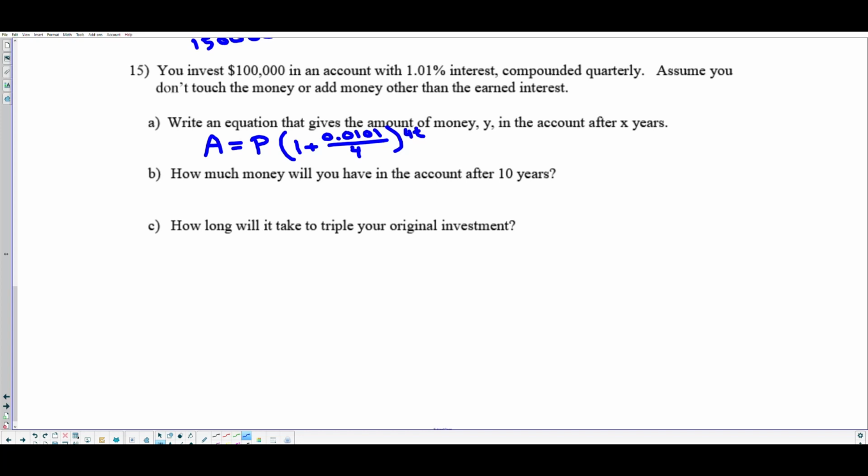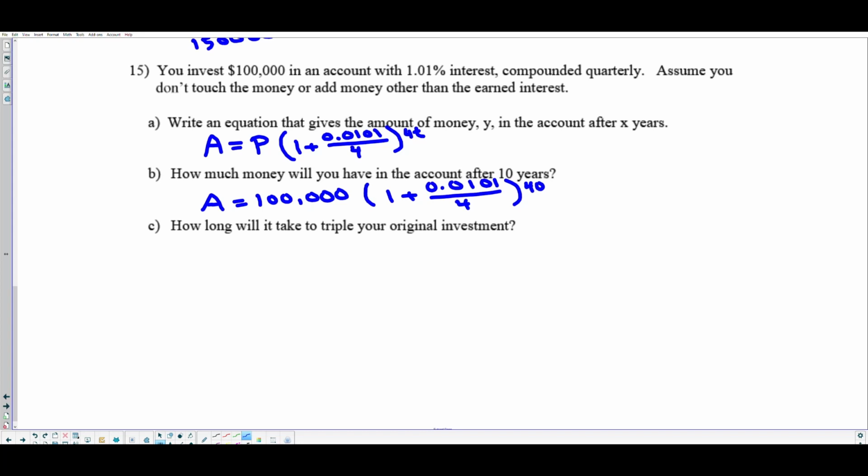So after 10 years, we're going to go ahead and do the same thing again, but it's going to be A equals 100,000 times 1 plus 0.0101, double check that, gotta be careful with that, divided by 4, and that'd be 4 times 10, or you can just write in 40 if you like. Makes it easier for you, because you know 4 times 10 is 40.